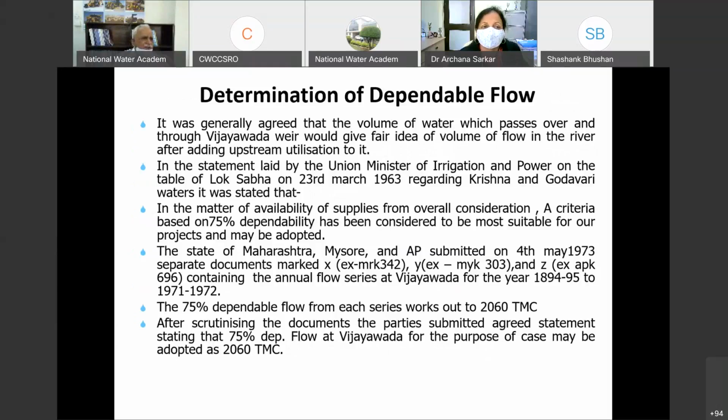A question before this tribunal: what is the dependable flow and to what extent is it available? As I already told you, it was an agreement between the three parties on the flows up to Vijayawada, the flows which can be utilized, and therefore the flows at Vijayawada were considered.